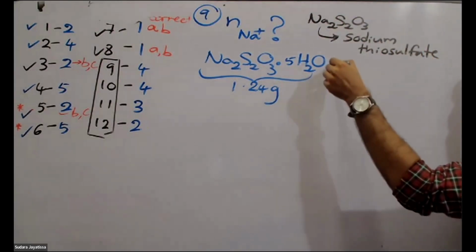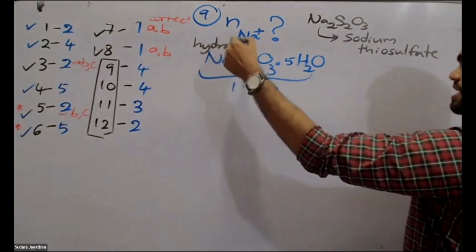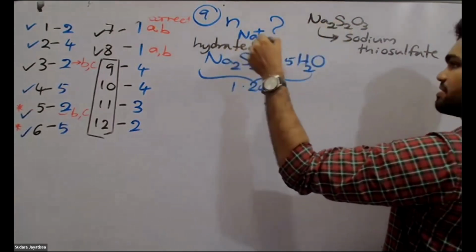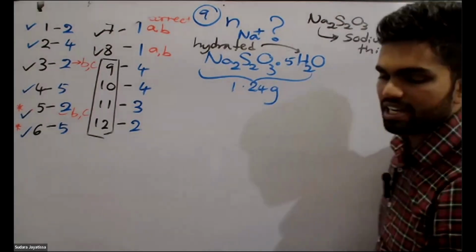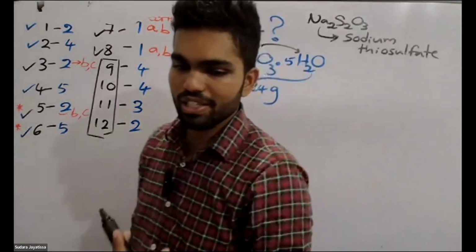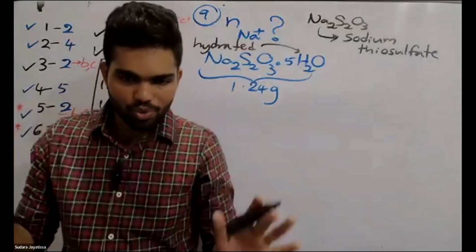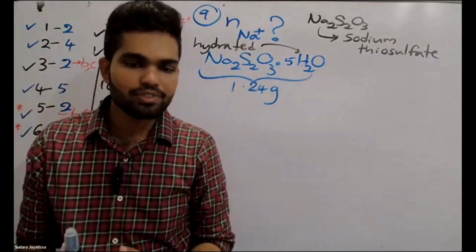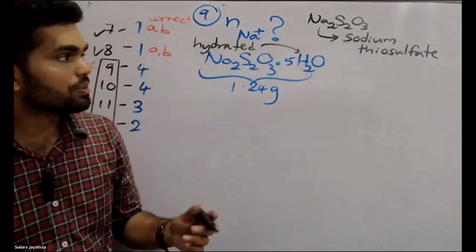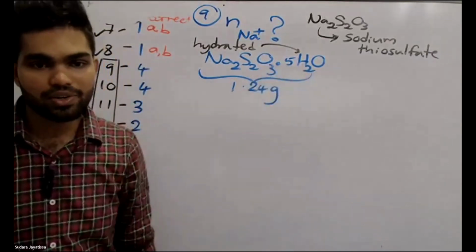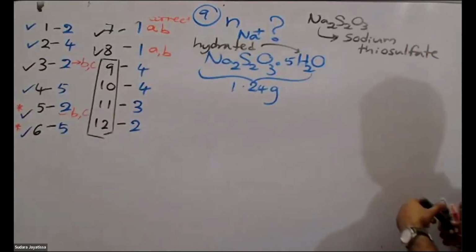Okay, so this compound is hydrated sodium thiosulfate. We have water along with that. Remember in our last week's discussion, we discussed a few things about this. When you calculate the molar mass of this compound, you have to count the water also. Okay, so let's try to do that.